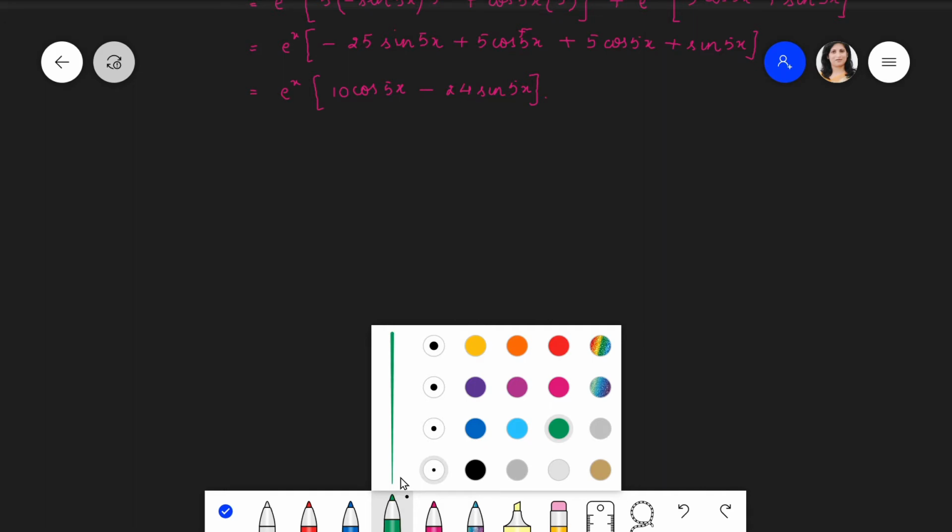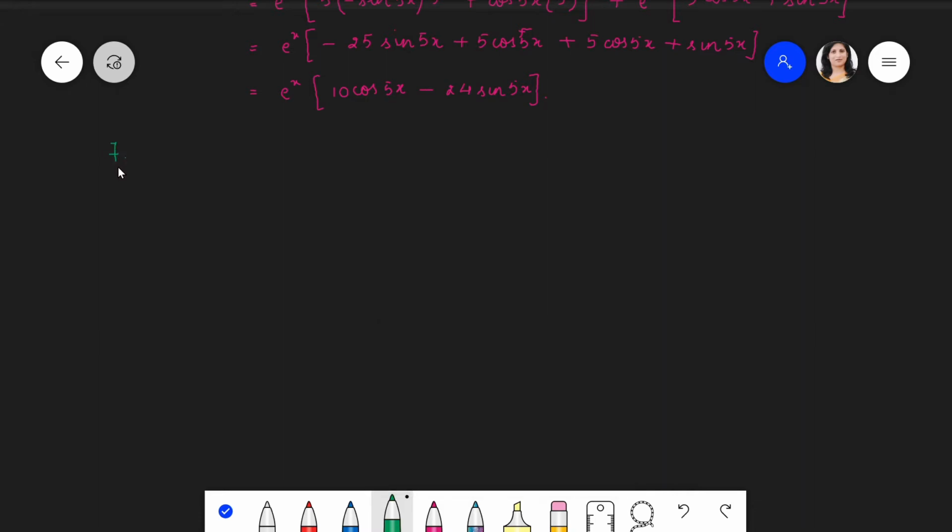So the next question that we'll try out is question number 7. Question 7 is given as, we call the function y. So y is equal to e to the power 6x into cos 3x. So dy by dx, again using the product rule. So e to the power 6x into the derivative of cos 3x plus the derivative of the exponential function into cos 3x.